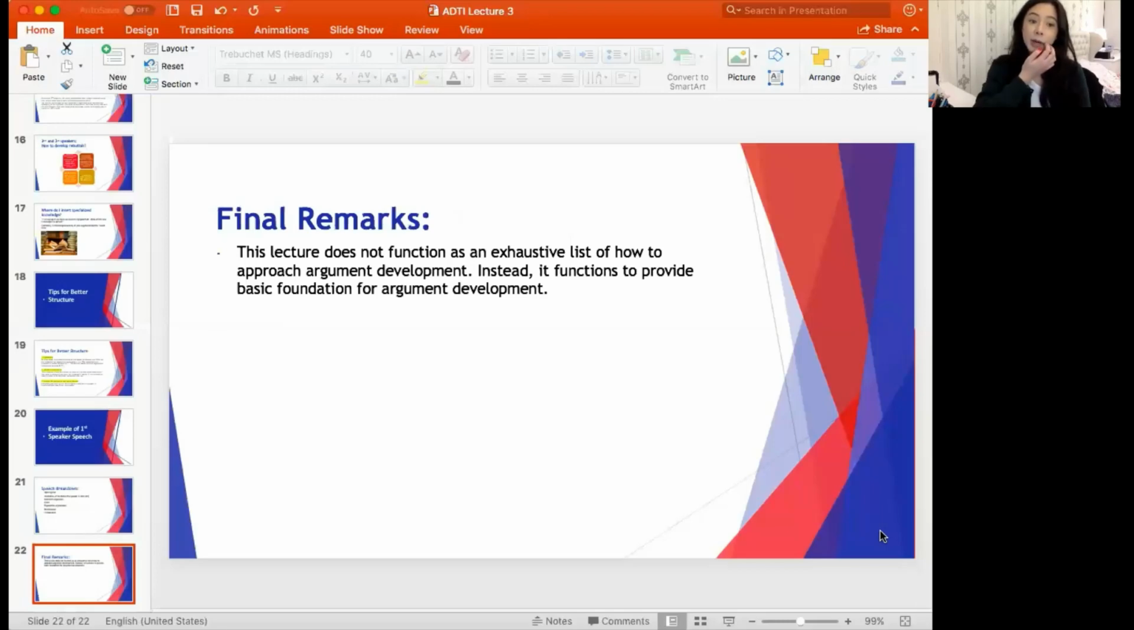Lastly, some final remarks. I just want to remind everybody that this lecture, again, does not function as an exhaustive list of how to approach argument development. Instead, it functions to provide a basic foundation for that argument development. But again, like I said before, I do think that this is a good starting point for you to start internalizing a lot of the basic structures and basic steps towards argument construction until you eventually get into your own groove of figuring out what best works for you along with your own style. Yeah.